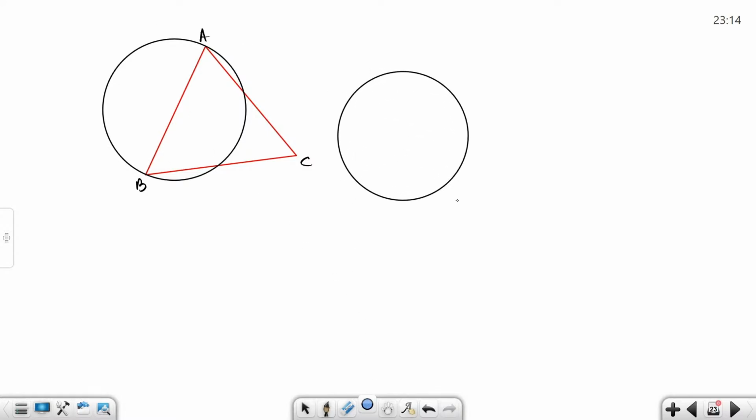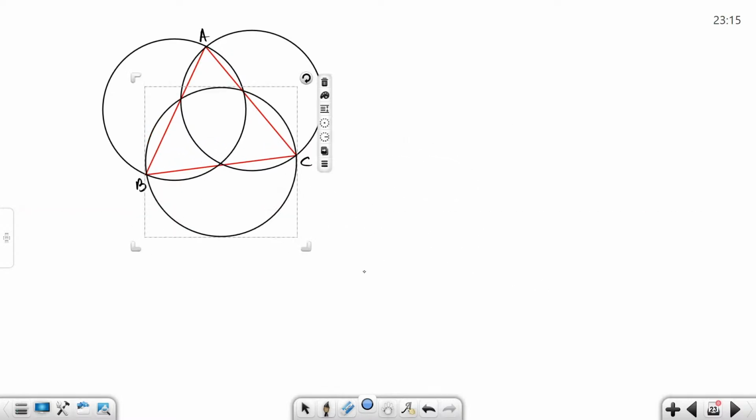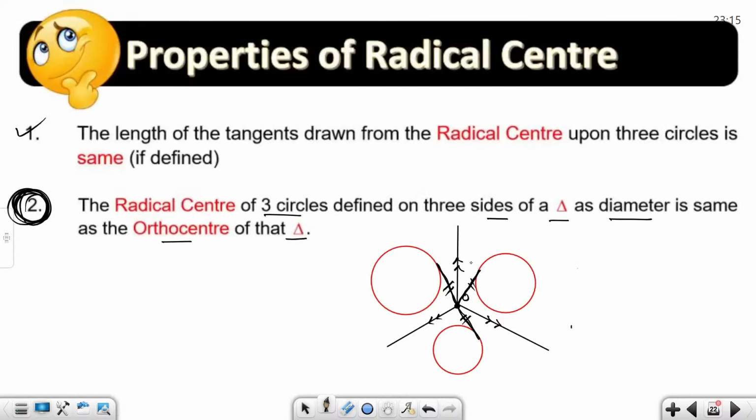Similarly, let me draw the other two circles. Let us say this is another circle which has been described on the side AC, taking AC as the diameter. And let me draw the third circle which has been described on the side BC, taking BC as the diameter. Okay? Now what is the property? It is saying that the radical center for these three circles is the same as the orthocenter of the triangle. Are you getting the point?